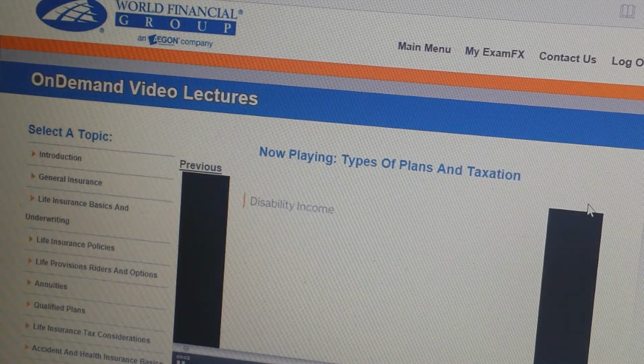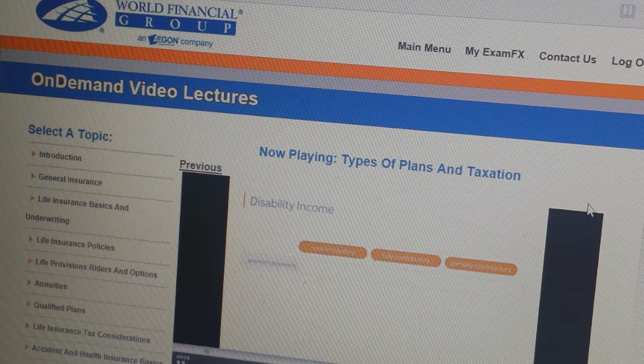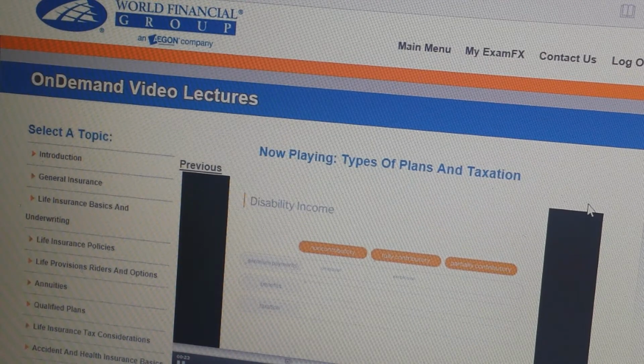Disability income policies. Basically 3 types: non-contributory, fully contributory, or partially contributory. Let's look at the premium payments on these 3. Under non-contributory, it means the employer pays 100% of the premium. Under fully contributory, it means the employee pays all of the premium. And if it's partially contributory, it means both the employer and employee are going to pay parts of the premium.